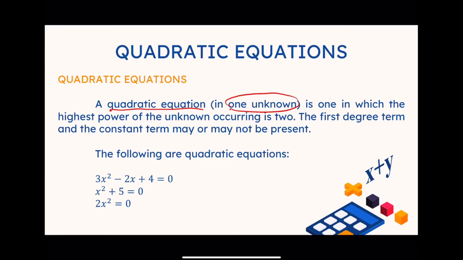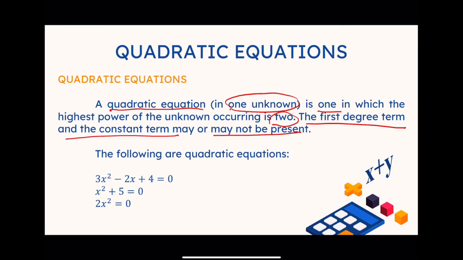have one unknown. So a quadratic equation in one unknown is an equation wherein one of its terms contains a term whose highest power is 2. So this is one in which the highest power of the unknown occurring is equivalent to 2. The first degree term and the constant term may or may not be present.